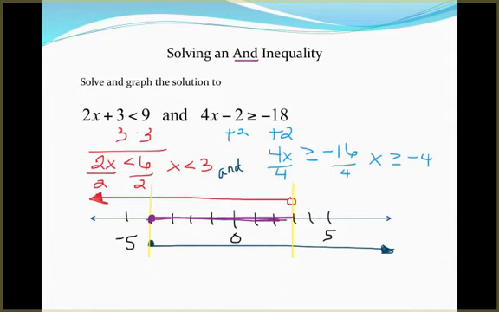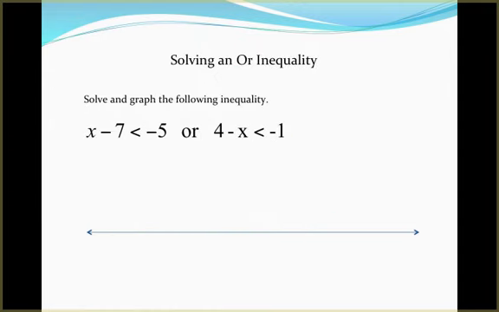Then I'll get all the way up here to positive 3. And I see that positive 3 was included in the blue line, but excluded from my red one. So it has to be excluded in my overall solution. So this purple line here is my final solution to that entire problem.